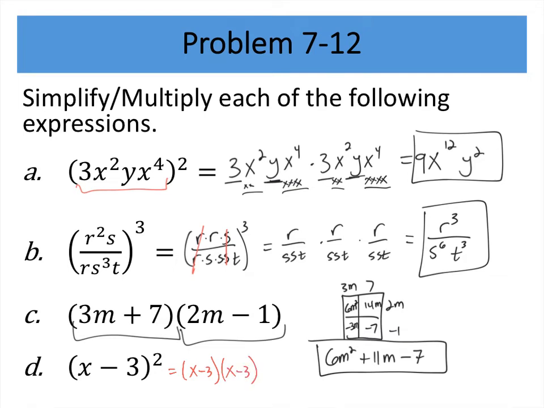And then I'm going to do my little box method if you need to, or you can FOIL if you like foiling. I got x squared, negative 3x, and positive 9. So we've got x squared minus 6x plus 9. So that's our last equation. But remember, it has to be repeated multiplication. If you said x squared minus 9 or x squared plus 9, then we didn't really honor what an exponent meant.